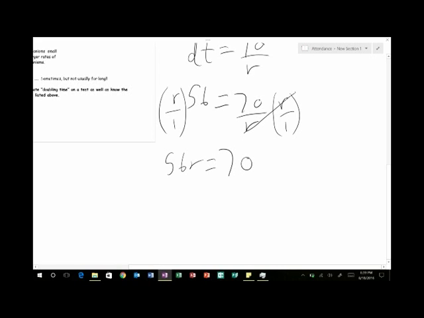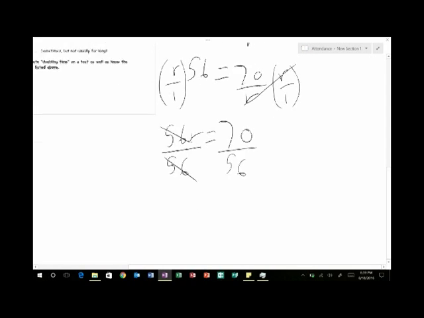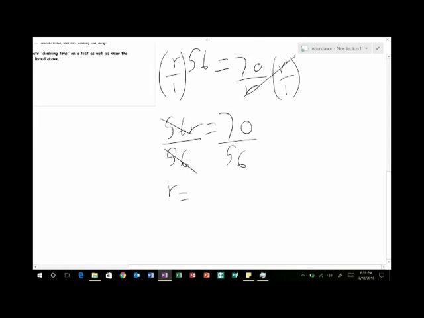So we're not quite there isolated, but we're getting pretty close. So what we're going to do is divide 56 on both sides. So we end up with 56 divided by 56 equals 1. And we end up with r, which equals 1.25. So this is our percent.